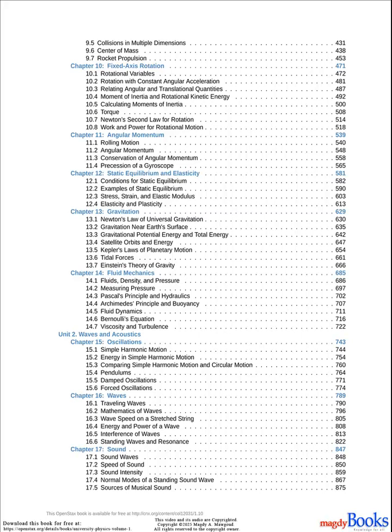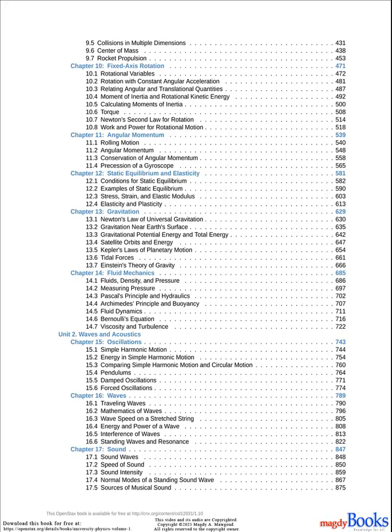Chapter 10. Fixed axis rotation. 10.1. Rotational variables. 10.2. Rotation with constant angular acceleration. 10.3. Relating angular and translational quantities. 10.4. Moment of inertia and rotational kinetic energy. 10.5. Calculating moments of inertia. 10.6. Torque. 10.7. Newton's second law for rotation. 10.8. Work and power for rotational motion.